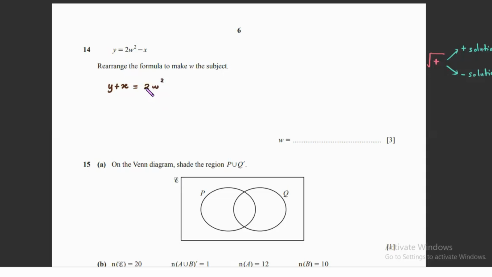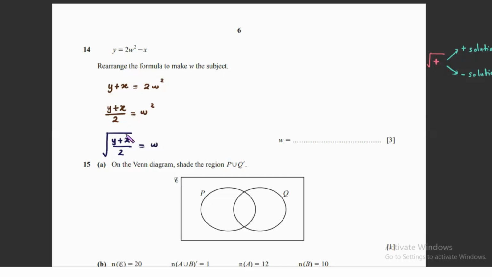Now I need to get rid of this 2. The 2 gets multiplied with w squared. So to get rid of this 2, to take it to the other side, I need to divide by 2. So this gives you w squared. Now I need to find what w is. I need to make w the subject. To make w the subject, I need to get rid of the square that we have. To get rid of this square, I need to do the square root of the other side, because only then the square and the square root will cancel out, which will give you the square root of y plus x over 2, which is equal to w.